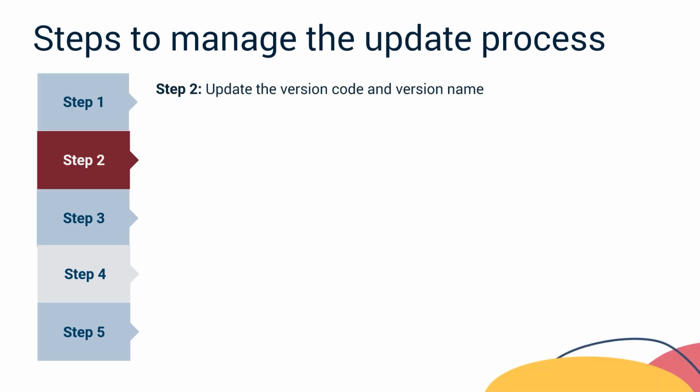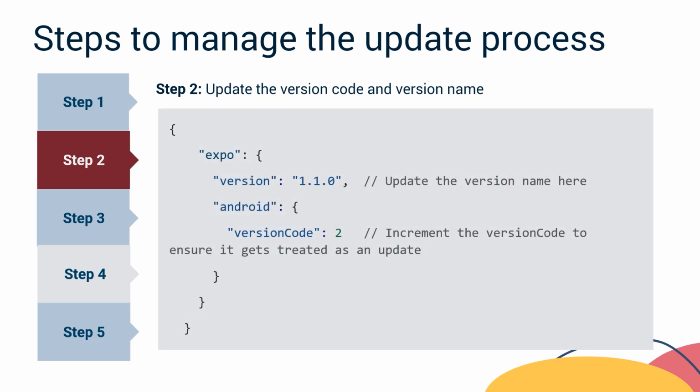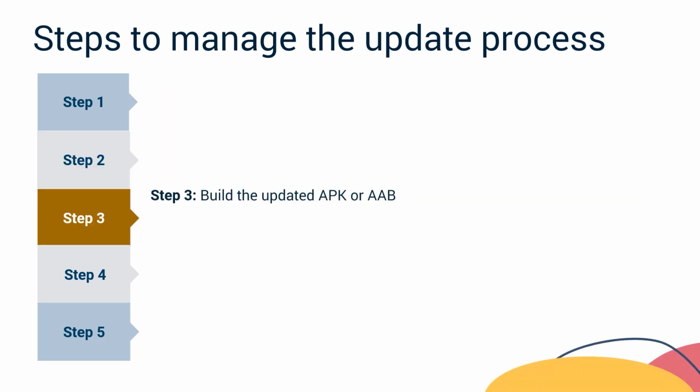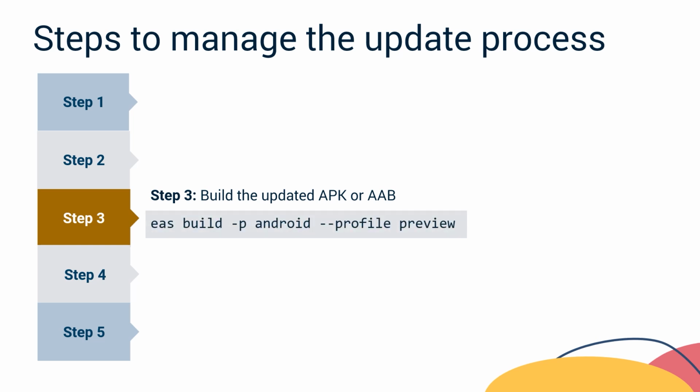The next step is to update the version code and version name, which is optional but recommended. In your app.json or app.config.js file, update the version details. This helps identify different versions of your app. The third step is to build the updated APK or AAB. Use the same process you used for the original APK, but this time, the new APK will include your changes.